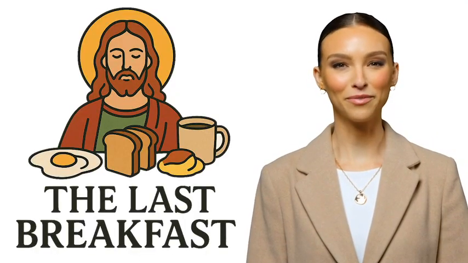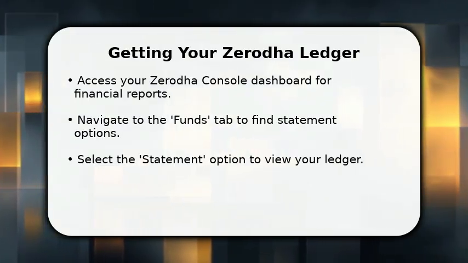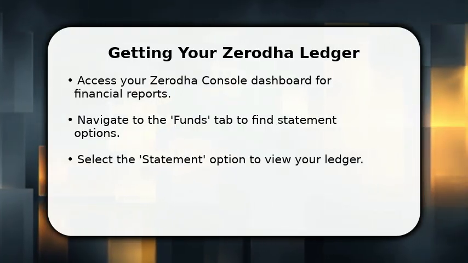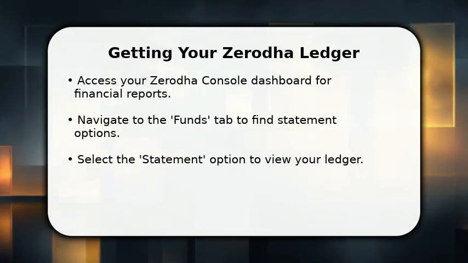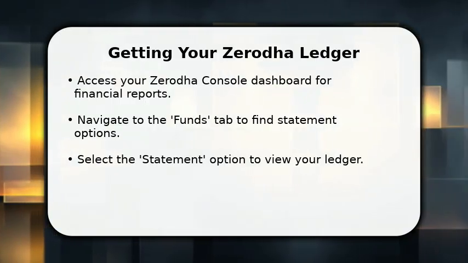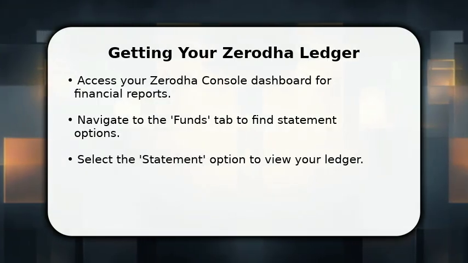Please enjoy the video. In this video, I will explain how to get your ledger in Zerodha. First, log in to your Zerodha account using your Kite credentials and navigate to the console dashboard. From there, you'll easily find the Funds tab, which is your gateway to all financial statements. Select Statement and choose your desired date range to generate your ledger.